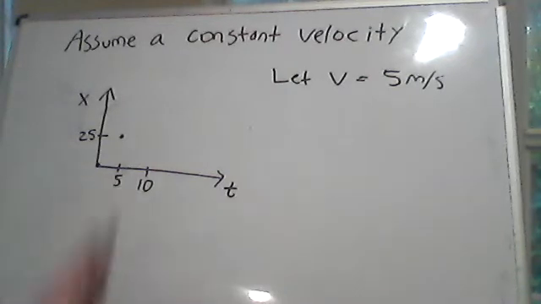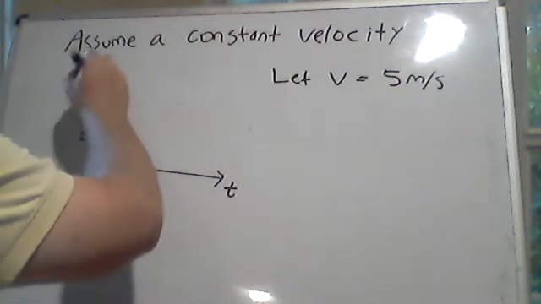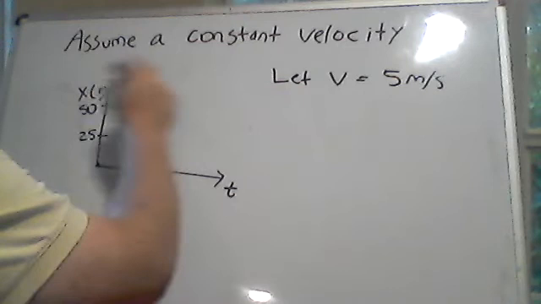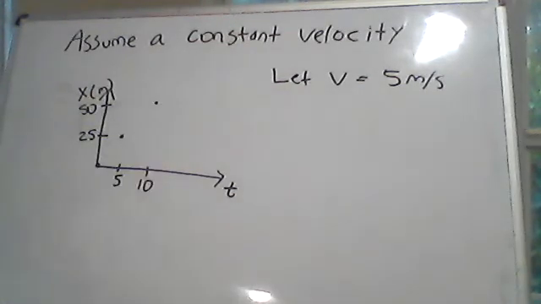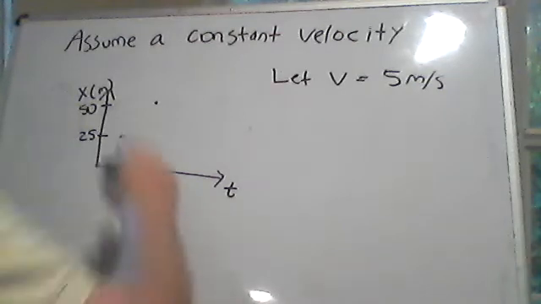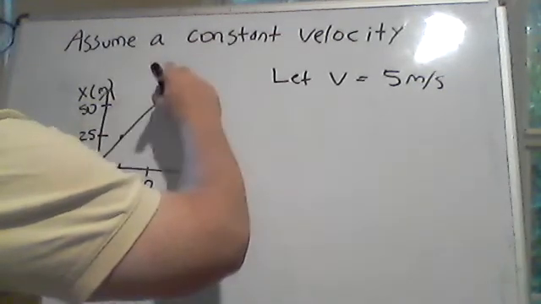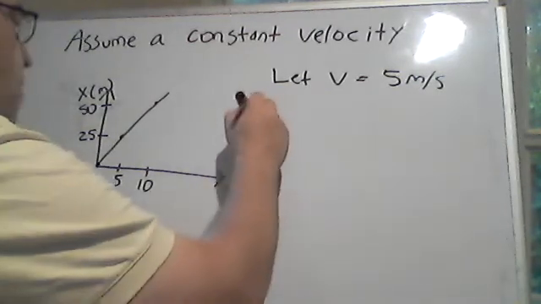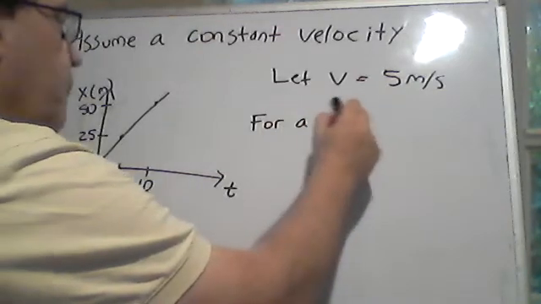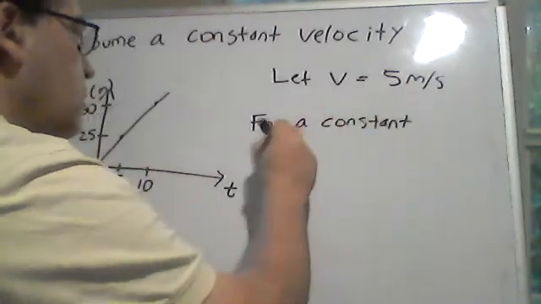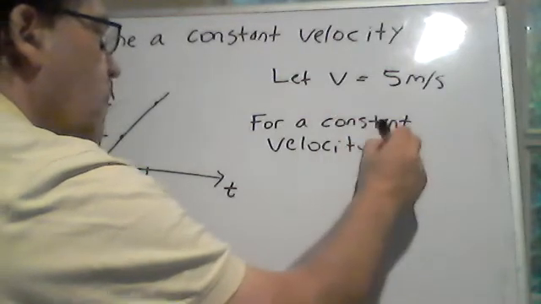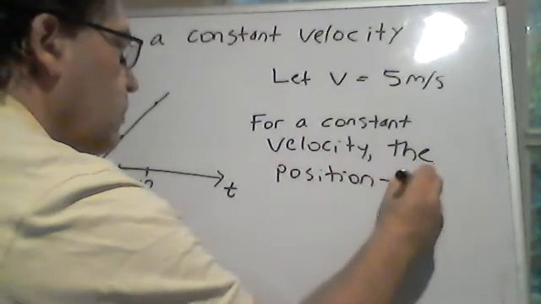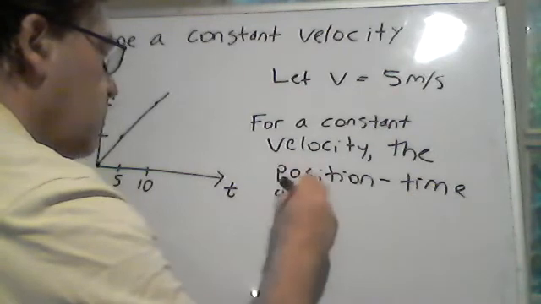Well, at 10 seconds, again, it would be 50 meters away. Let's say this is in meters. And now we're at 50 meters. Essentially what you can see here is that you're forming a line. When you have a constant velocity, the position-time graph is linear.